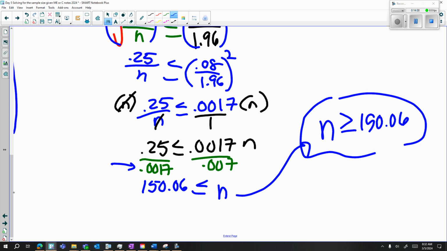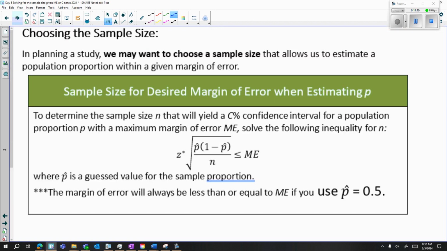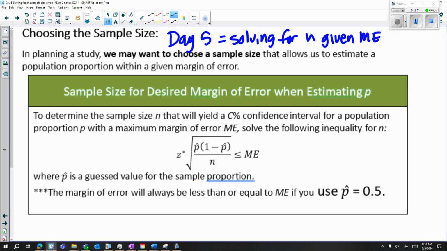Okay, so now I want you to go back to your notes from yesterday. That is basically what this says on the notes from yesterday. I think this is called Day 5, margin of error given the sample size or something, solving for n. Wasn't it called solving for n given the margin of error? I think we did the first piece yesterday.